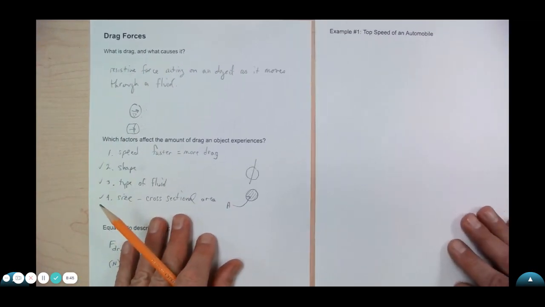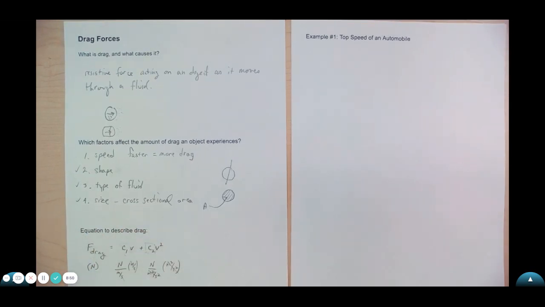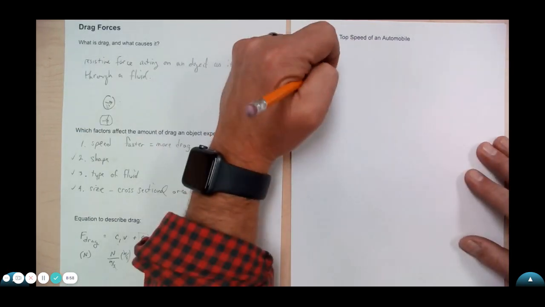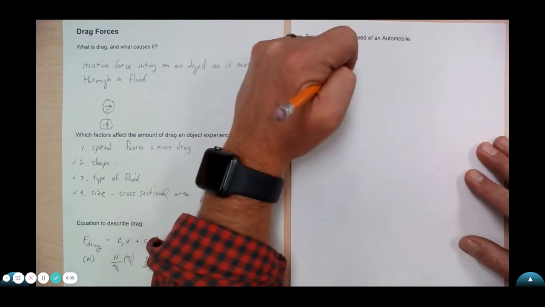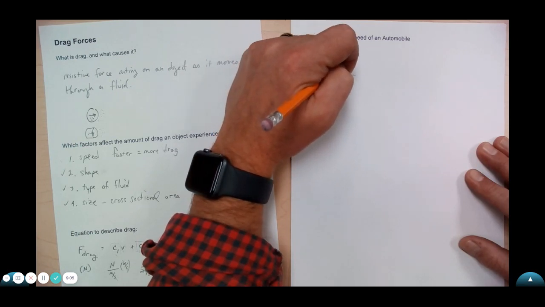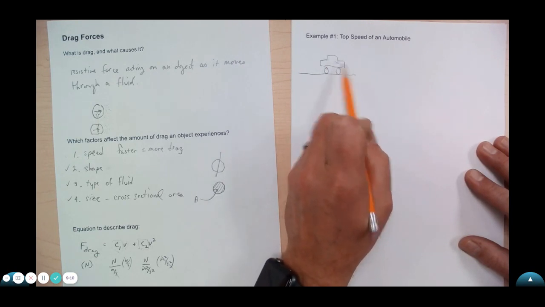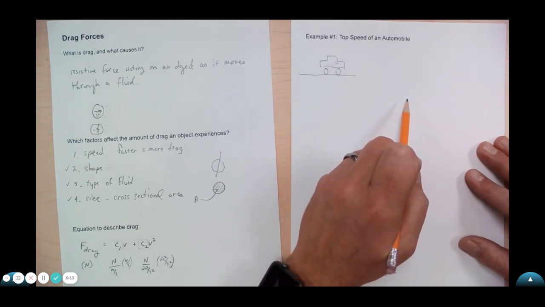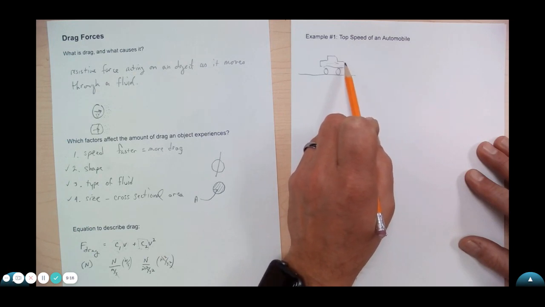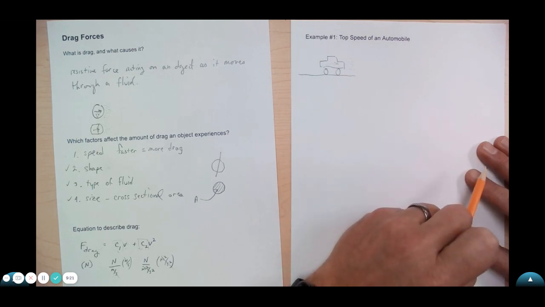I'll give you an example of how you might be asked qualitative questions here. Top speed of an automobile. Why do automobiles eventually reach a top speed? Now let's say you got a car, and all my cars look like Volvos. They're boxy. So you got this car, and this car is moving to the right. Well, the air drag, since we're running into the air that's in front of the car, is going to be pushing back to the left on the car.